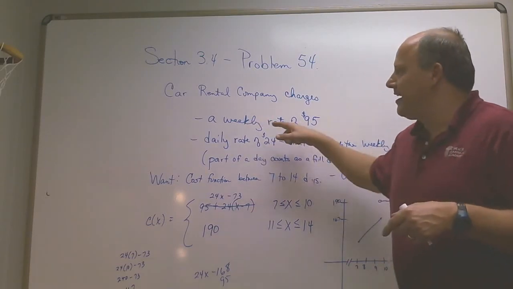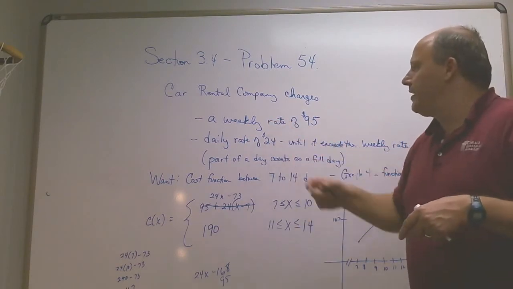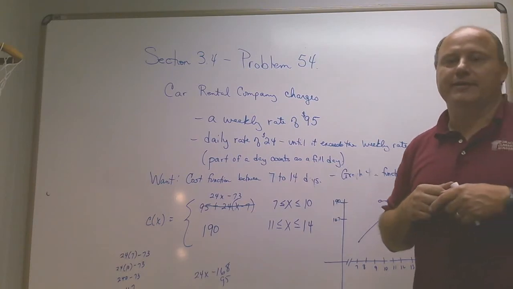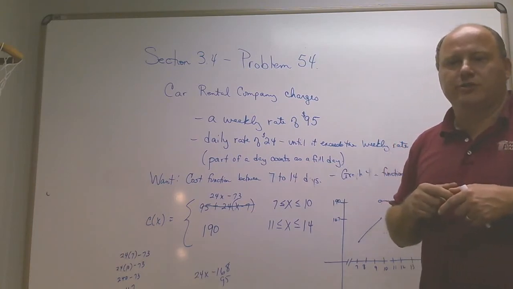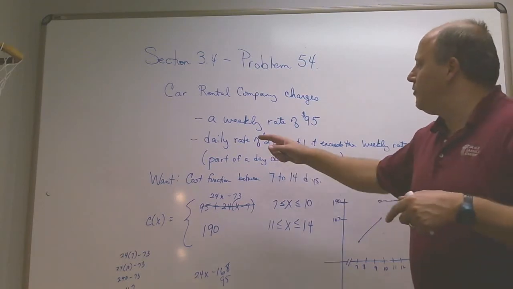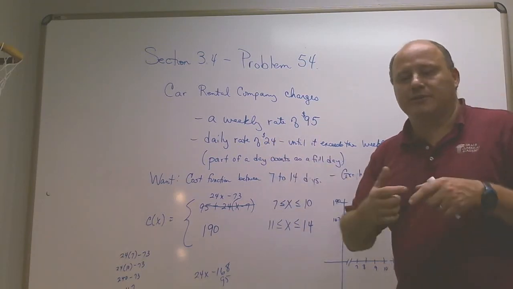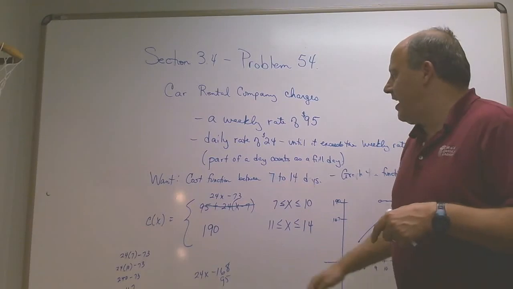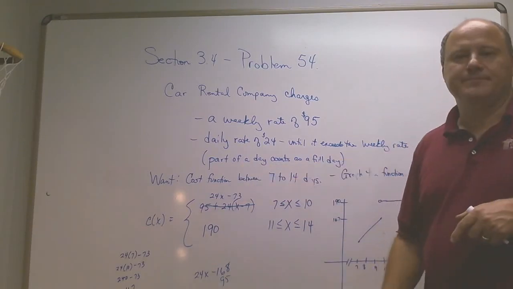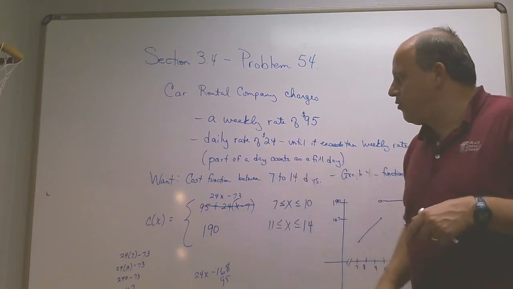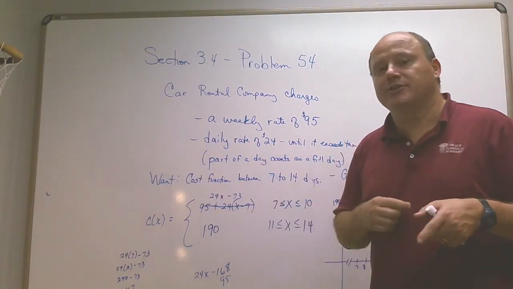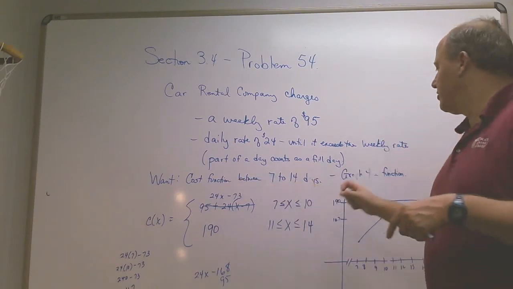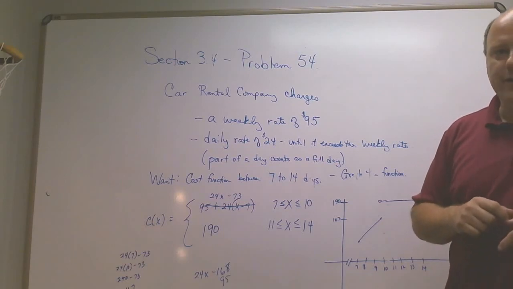And then what I do is I put it in outline form. What's important information? There's a weekly rate of $95. There's a daily rate of $24 until it exceeds the weekly rate. You don't want them to charge you for 5 days, because 24 times 5 is $120. You might as well let them charge you just the $95 flat weekly rate. So that's what the information is. And then also part of a day counts as a full day. So I put it in outline form, and then I ask, well, what do you want? And what they want is usually in the last sentence. They want me to give a cost function between 7 and 14 days, and also graph the function. So that's what they want.